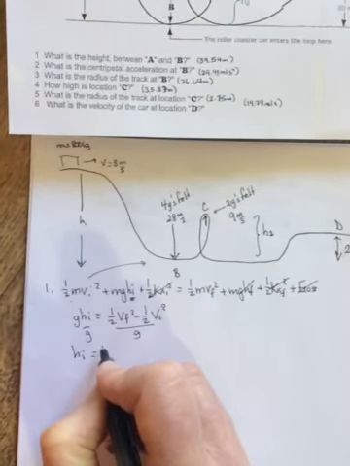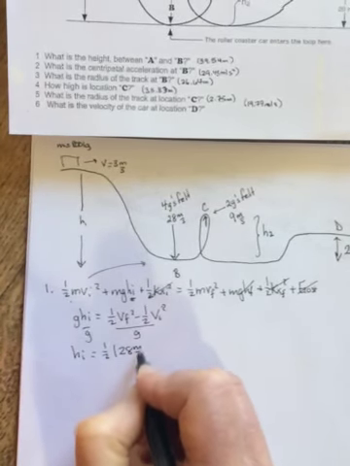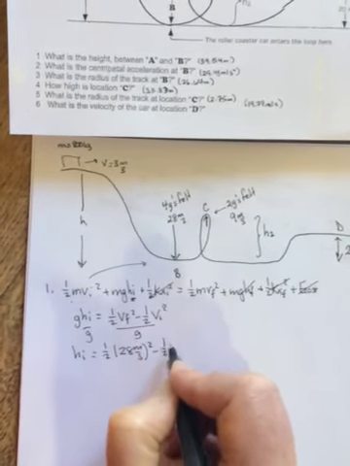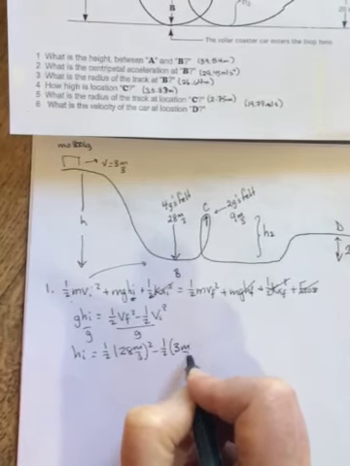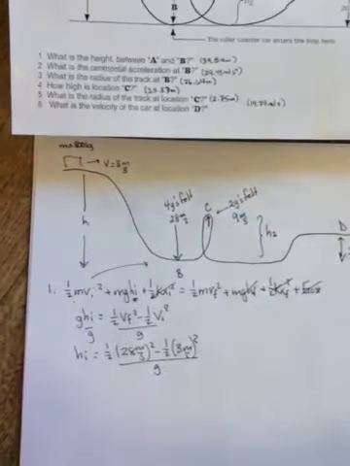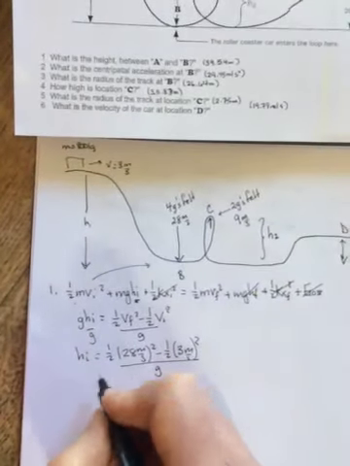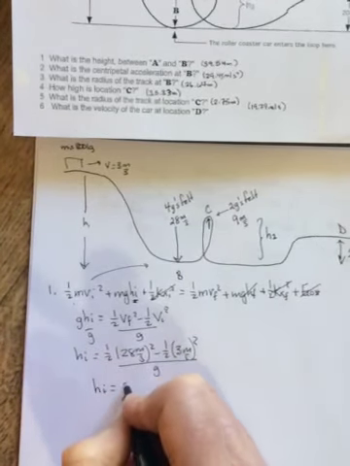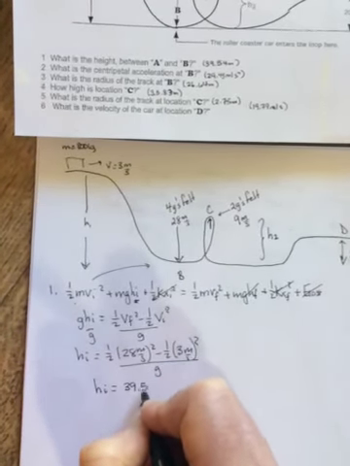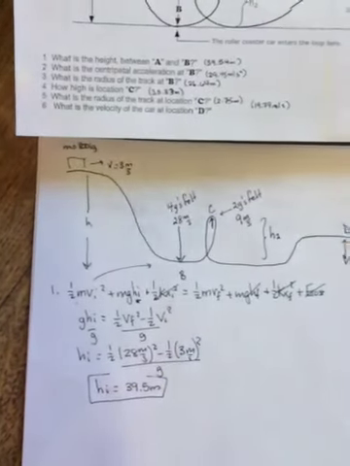So h initial equals 1/2, the final velocity is 28 meters per second, and you're going to square it, minus the initial velocity of 3 meters per second, and you're going to square that, divided by g. So 28 squared, I don't want to do that in my head. I think you get 39.5 meters for h initial. Okay, so that's part one.